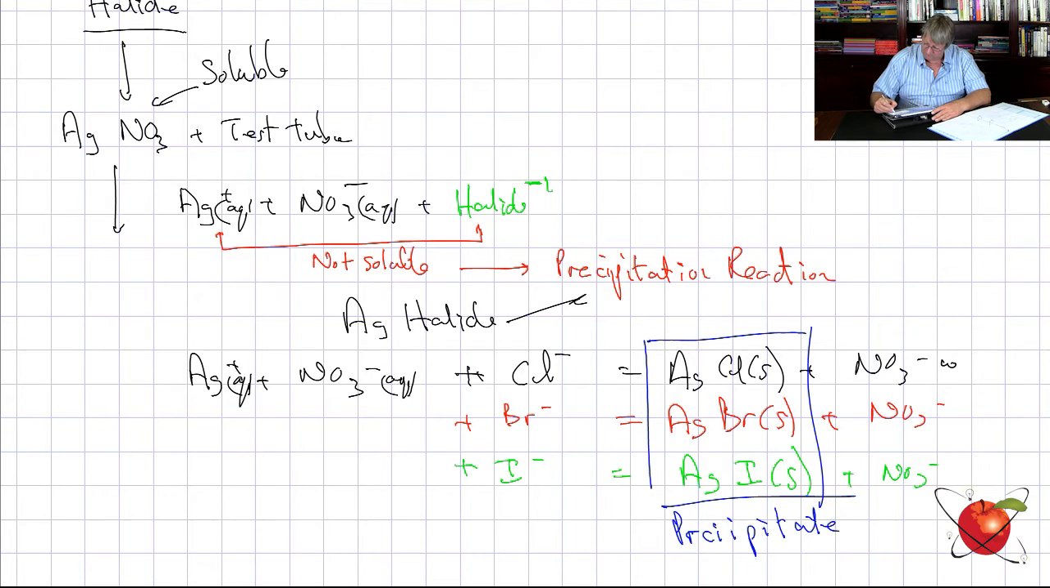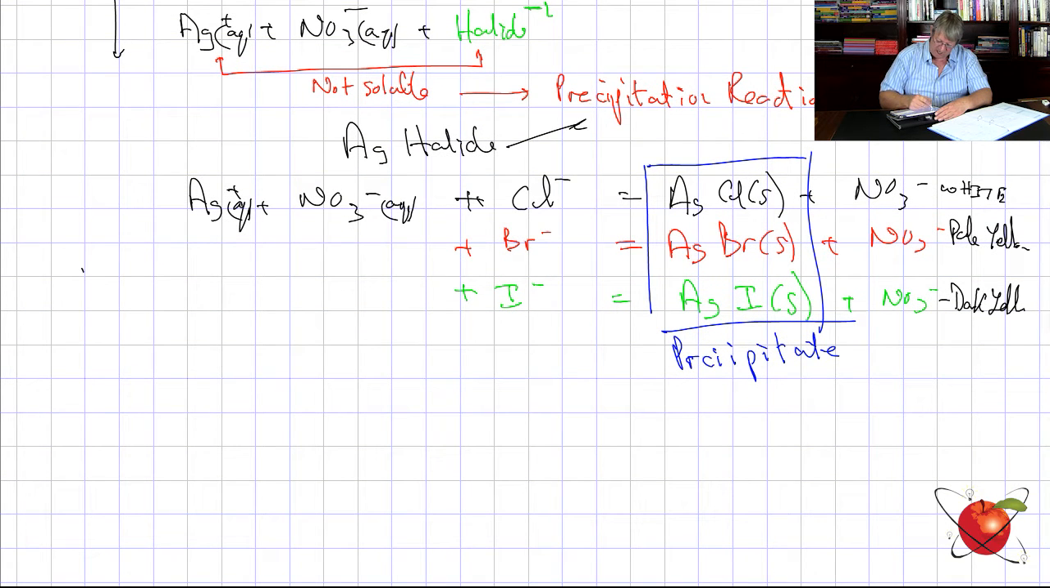But before we do, let's just look here. If it's white, the chances are it's a chloride. If it's pale yellow, the chances are it's a bromide. And if it's dark yellow, it's an iodide. A deep yellow is an iodide, a pale yellow is a bromide, and a white precipitate is a chloride.